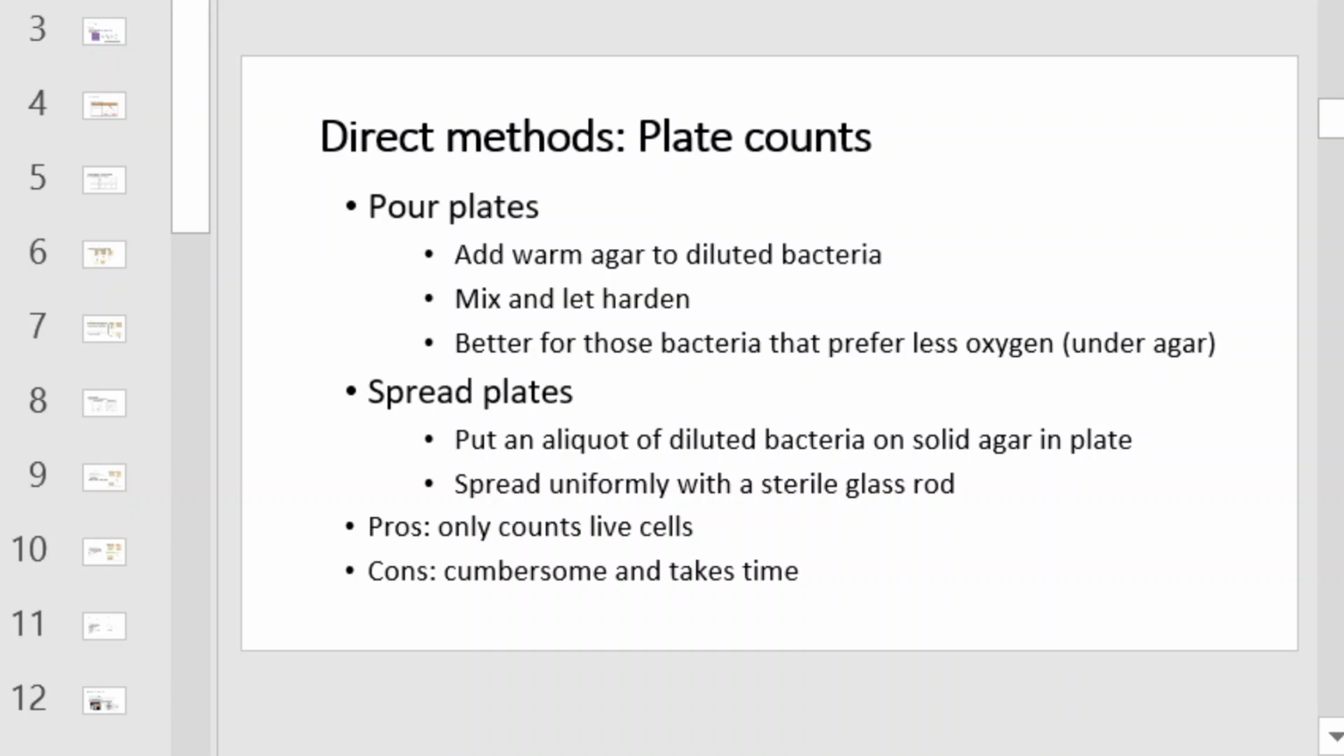Spread plates involve putting an aliquot of diluted bacteria on a solid agar in a plate. Then you will spread the material uniformly with a sterile glass rod. The pros of these plate counts is that they count live cells. The cons is that they are cumbersome and often take a great deal of time.